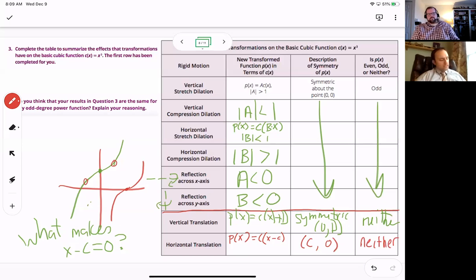And then we also end up with neither odd nor even, assuming that c is not 0. And the question I always ask myself to figure out the horizontal translation is what makes x minus c equal to 0? Because that helps me remember, because it's counterintuitive that when you have x minus 2, we're moving to the right. But if you think of x minus 2, set that equal to 0, you get x equals 2. So that means we move 2 to the right. I like it.